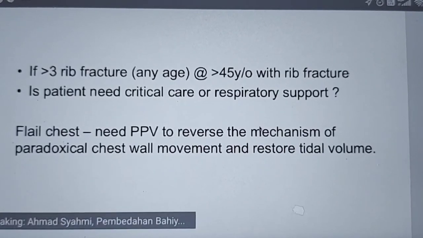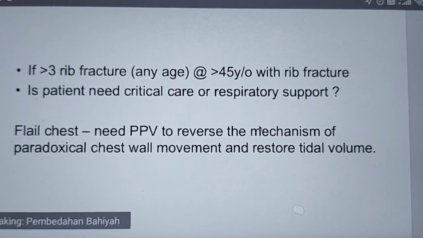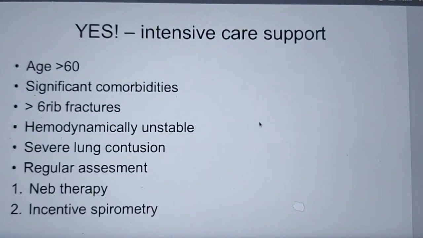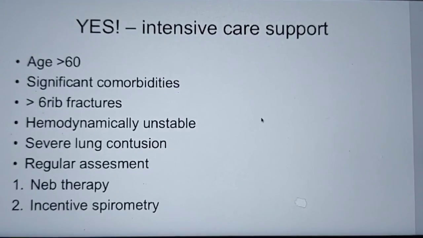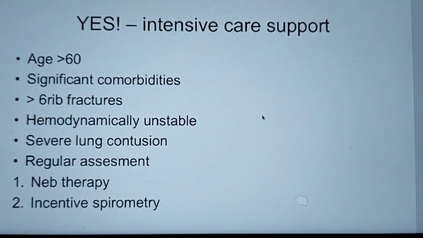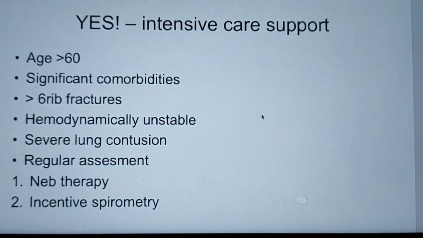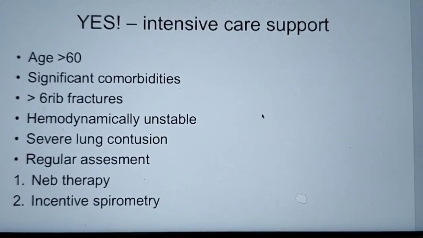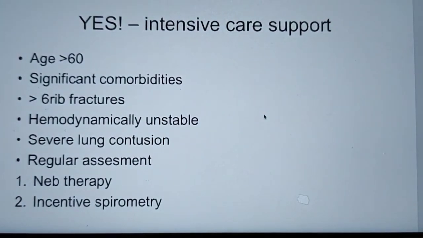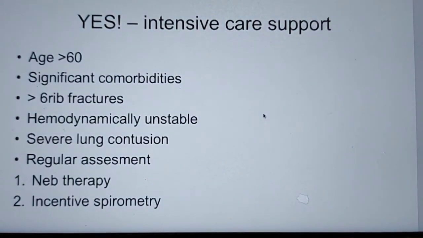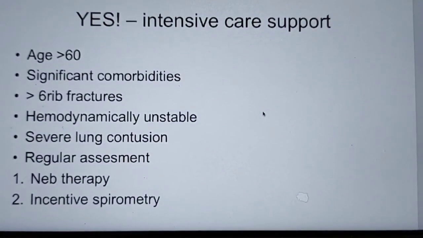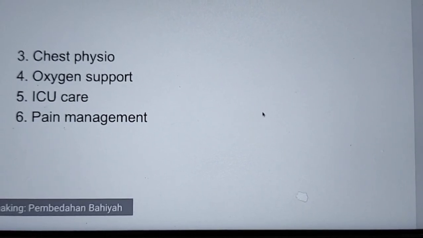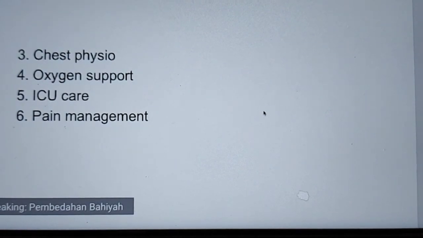For example, in flail chest, the patient needs PPV to reverse the mechanism of paradoxical chest wall movement and to restore the tidal volume. If the patient needs critical care, yes, we admit for intensive care support. For example, a patient aged more than 60 years old with significant comorbidities, hemodynamically unstable with severe lung contusion. So this patient needs regular assessment, nebulizing therapy, incentive spirometry, chest physio, oxygen support. We refer to anesthetic for pain management and ICU care.